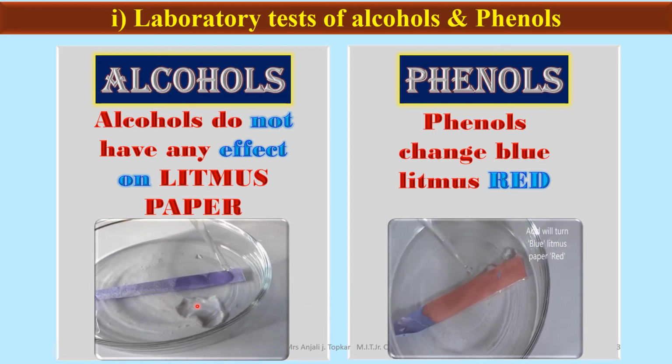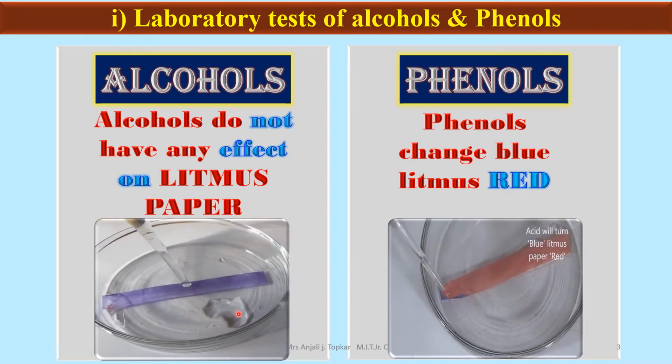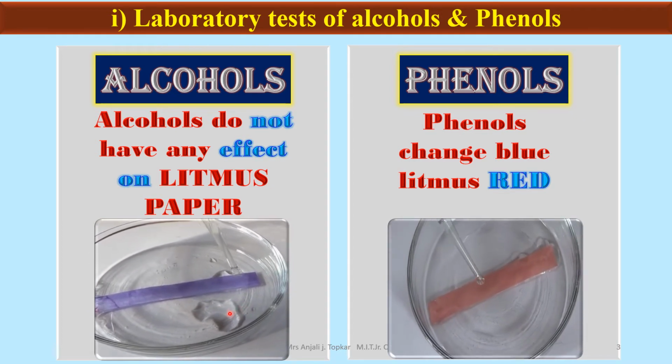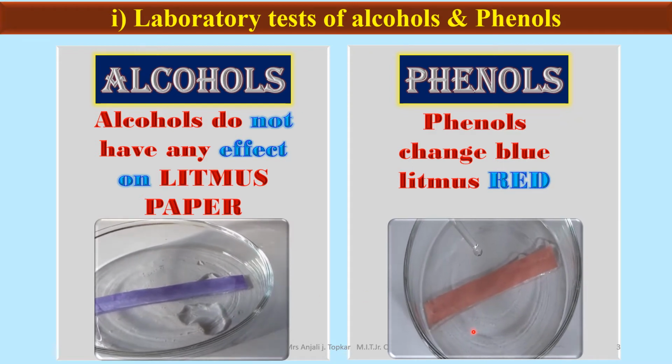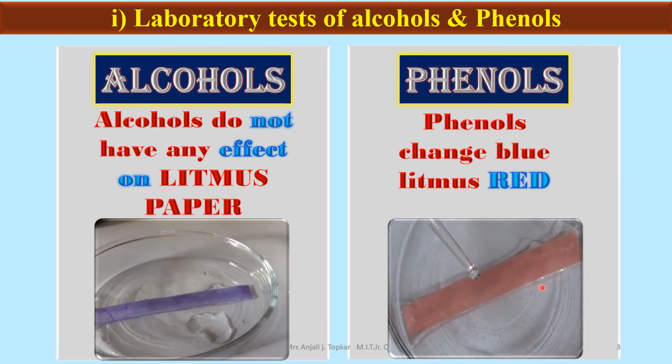In this video, we find alcohols do not have any effect on litmus paper. Blue litmus remains blue, whereas when we talk about phenols, the blue litmus paper turns red, as it can be seen here.